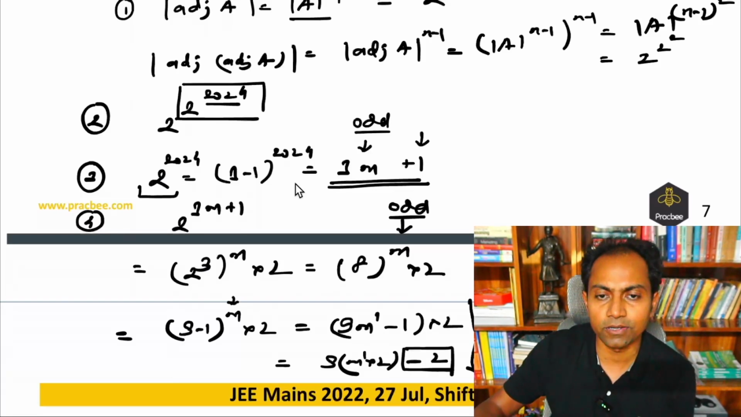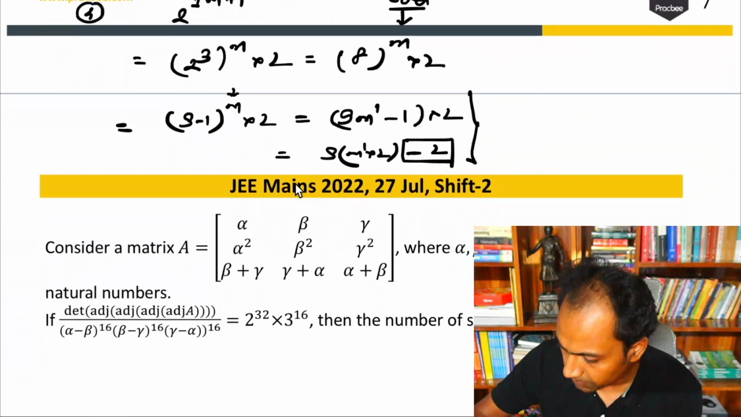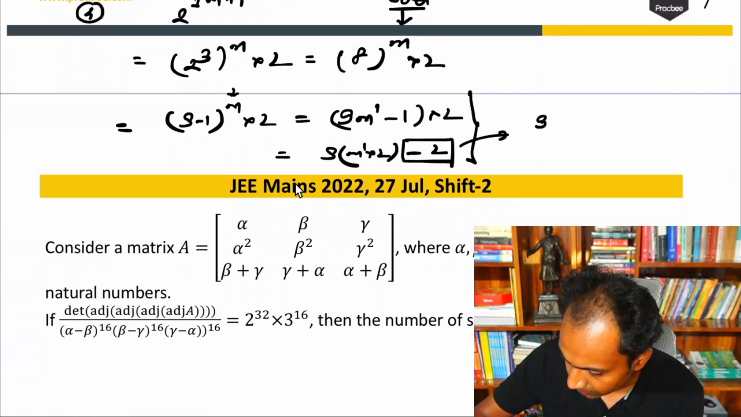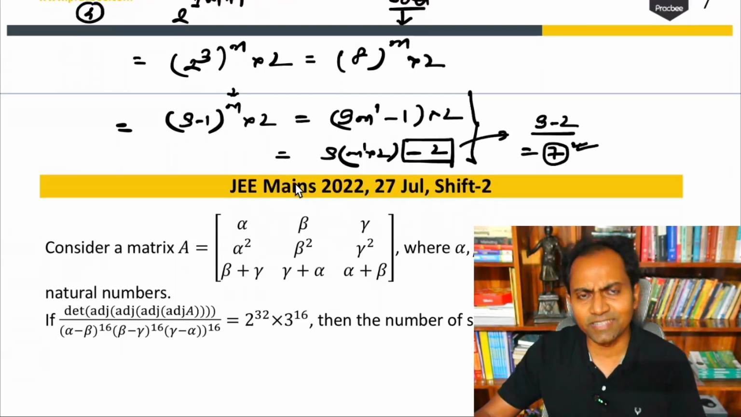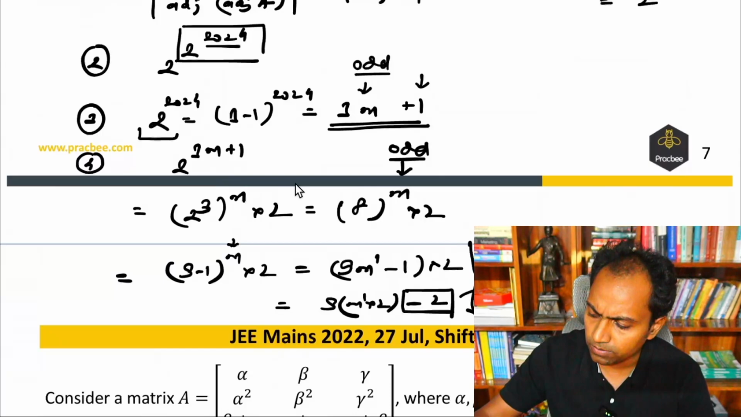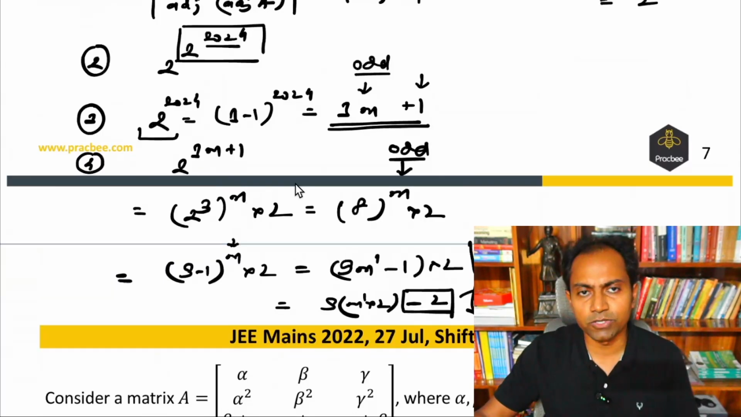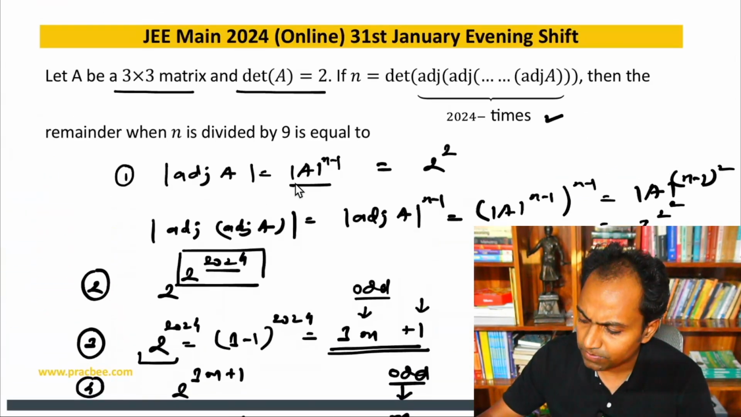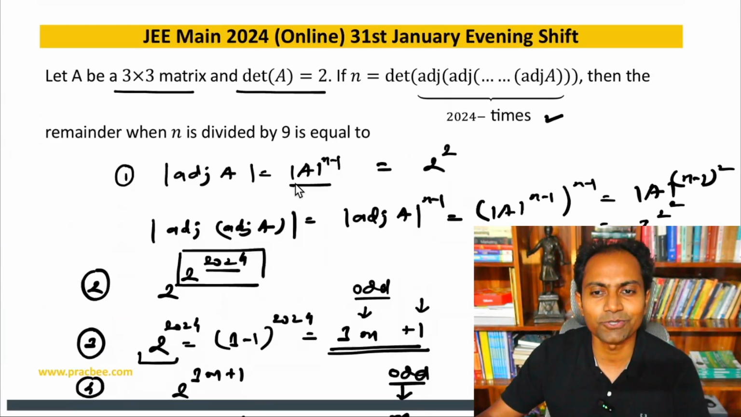So if I write it in terms of positive connotation, it will become 9 minus 2. That will become nothing but 7. So it is an interesting question. For mastering the second part of the question, you will have to revise your binomial theorem. For doing the first part, we have done enough questions on this concept now.